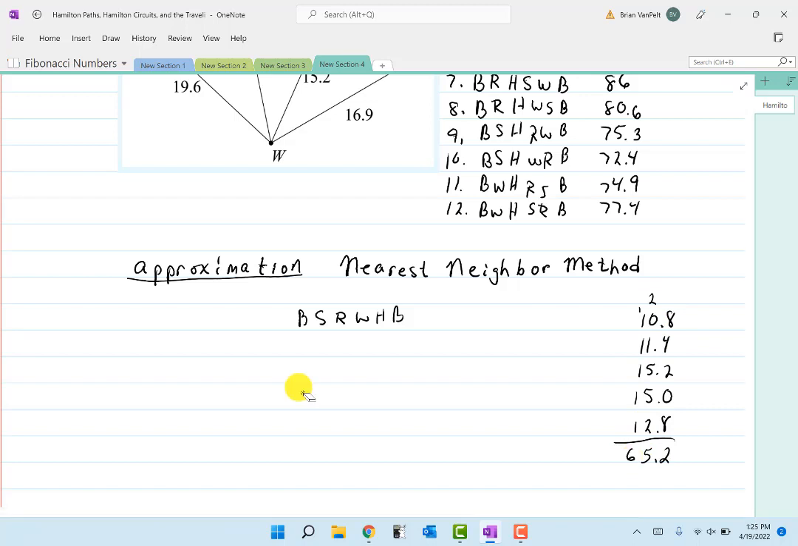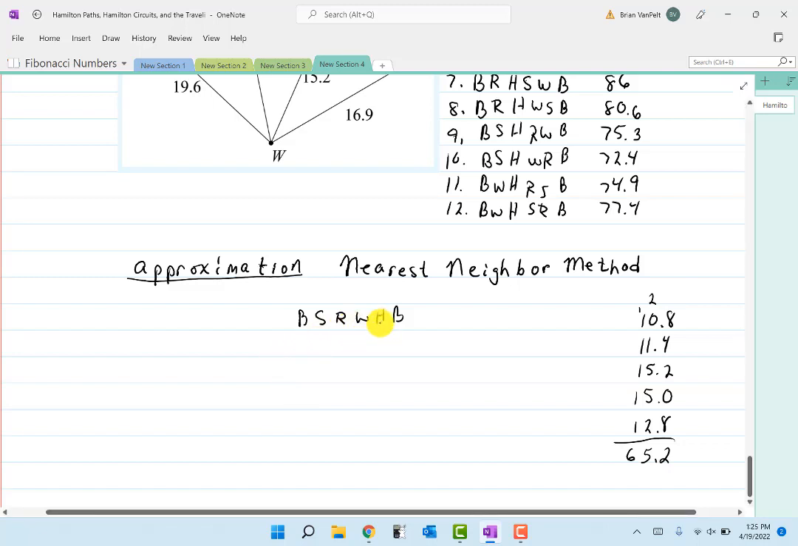Now, according to the problem itself, it was a physical problem, and H represented home. We want to start and end at home. So what I'm going to do is start this at H instead, and then just follow the letters as I have. So the next one was B. Then the next one was S, then R, then W, and then H again.